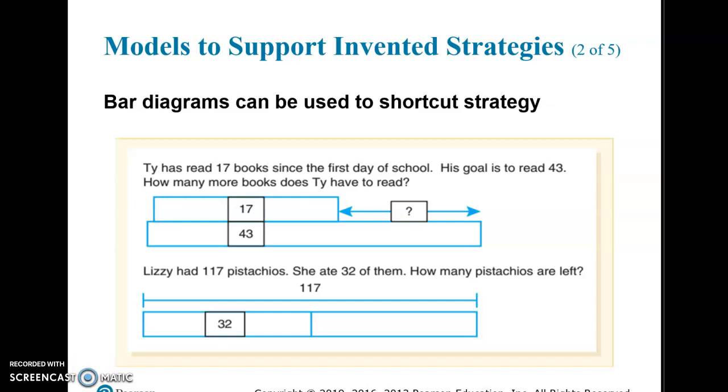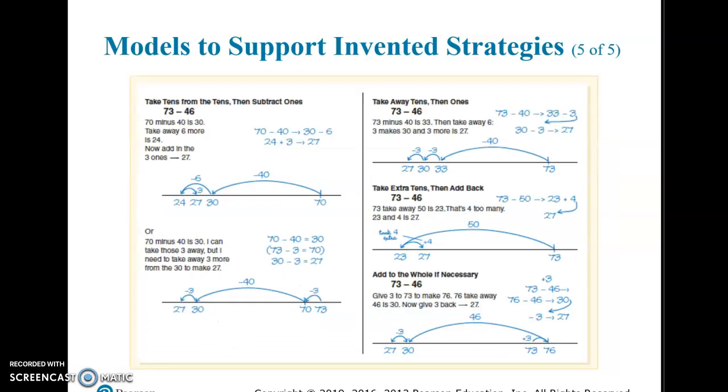If you have 51 minus 37, you can think of it as 37 plus 10 to get 47, 47 plus 4 to get 51. On the left, 73 minus 46, you take tens from the 10. So 73 becomes 70, 46 becomes 40. 70 minus 40 gives you 30, minus 6 gives you 24, plus 3 is 27. Take away tens and then ones.